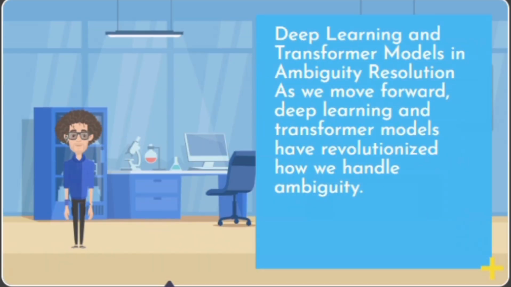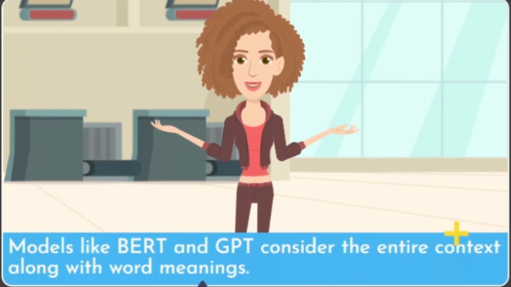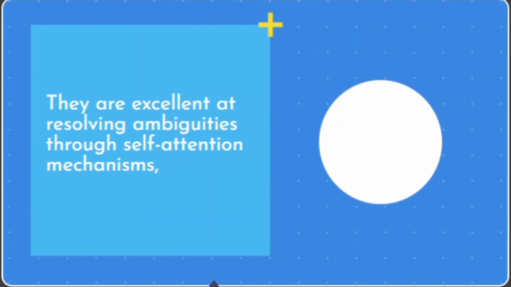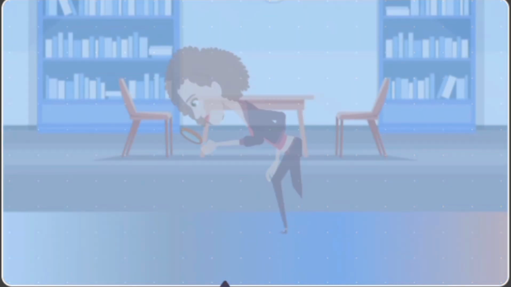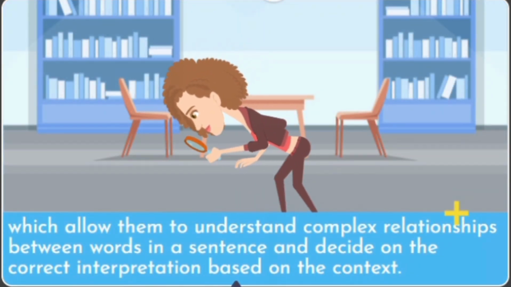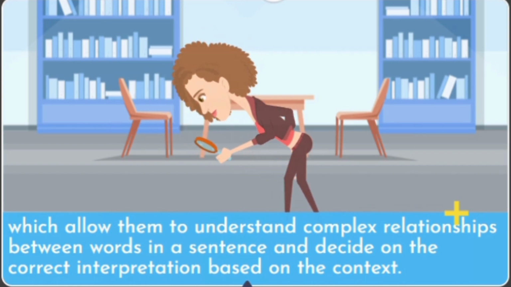Deep learning and transformer models in ambiguity resolution. As we move forward, deep learning and transformer models have revolutionized how we handle ambiguity. Models like BERT and GPT consider the entire context along with word meanings. They are excellent at resolving ambiguities through self-attention mechanisms, which allow them to understand complex relationships between words in a sentence and decide on the correct interpretation based on the context.